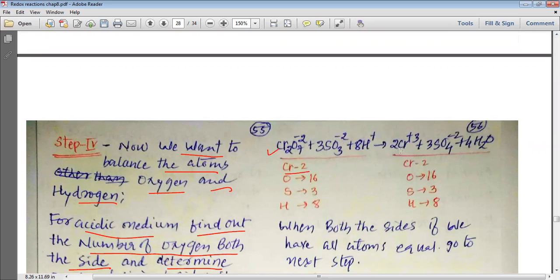Chromium, this side 2, that side also 2. Oxygen, this side 3 times 3 are 9 plus 7, 16.